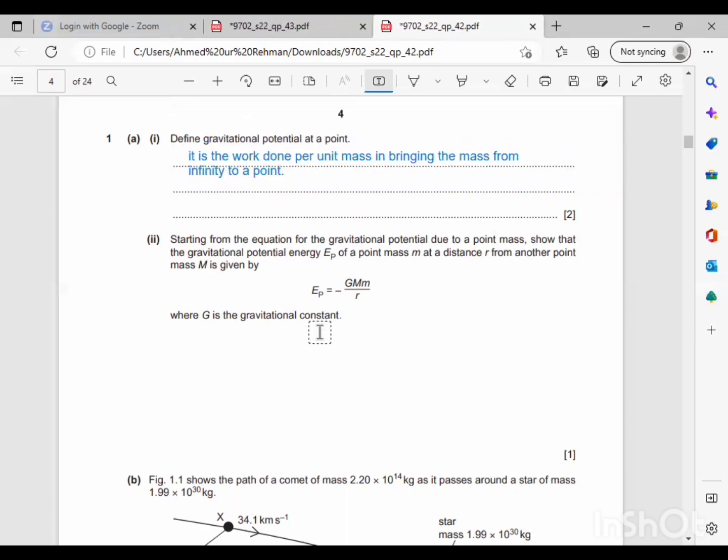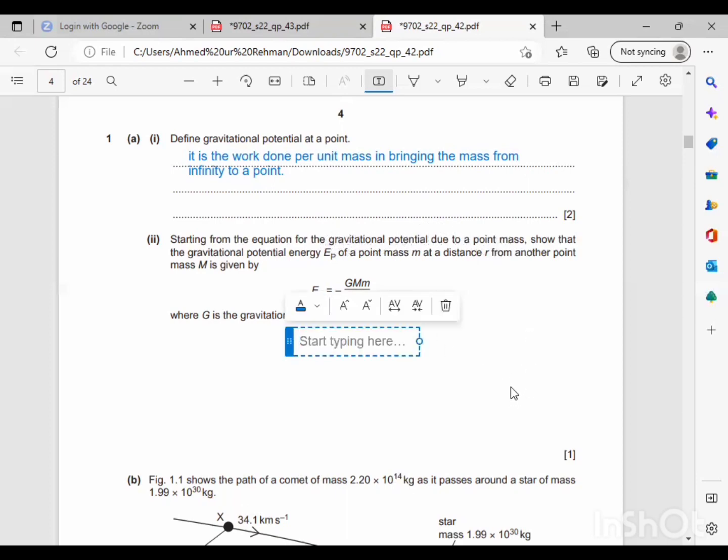Okay, then they're saying, starting with the equation for the gravitational potential due to a point mass, show that the gravitational potential energy EP of a point mass m at a distance r from another point mass M is given by, okay, so basically you're given the equation of potential energy and they're asking how it is derived from the equation of potential, right? So they had given you the equation of potential energy and they're asking how you get this from the equation of gravitational potential due to a point mass.